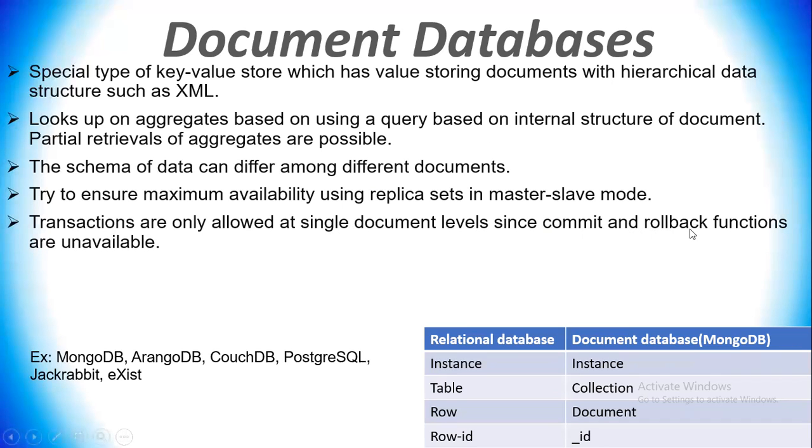Why are they unavailable? As you have replication, there is no meaning in having commit, because even if you commit, until eventual consistency occurs, data is inconsistent. Even if you commit, there is no guarantee that data is consistent because of replication and latency. These things I explained already.